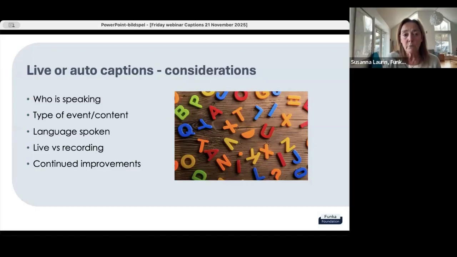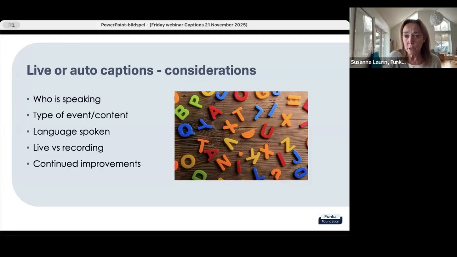So when considering live or auto captions, I think it's really important to think about who is speaking. Is it a person where the auto caption works? Or is it a person who has a speech impairment? Then auto captions will probably not work as well. So that is an important consideration. And also, what type of event or content is it? Is this something very important like health information? Then of course you should have live captions because it's really important. It's about life and death. And for us, if we have an event or a commercial thing or it's a big thing, a conference, then of course we have live captions, but in the free things we have auto captions.